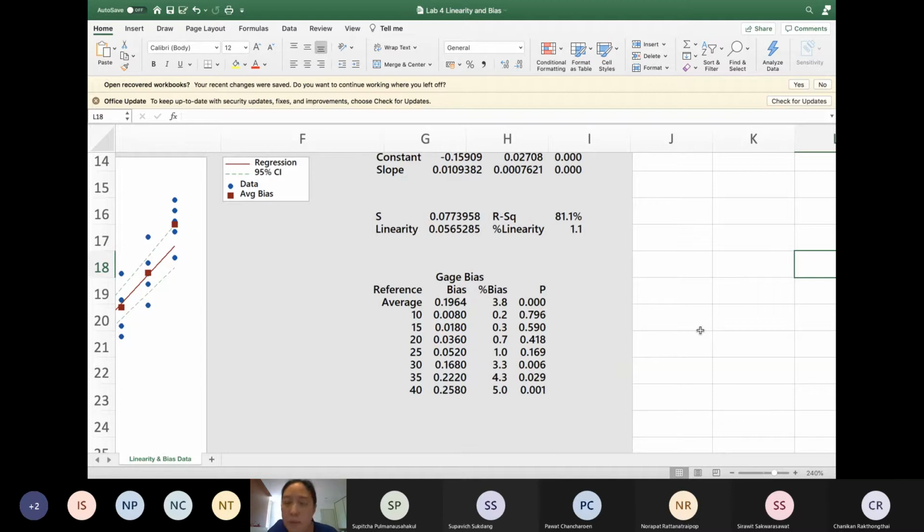For accuracy, to summarize for 1 minute, in terms of the accuracy, we have seen the analysis.